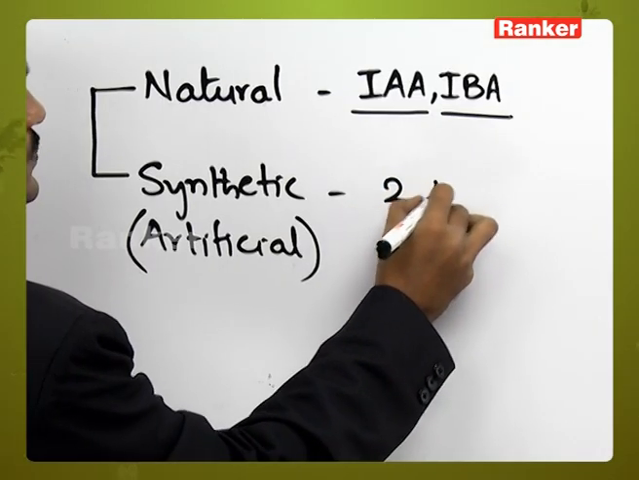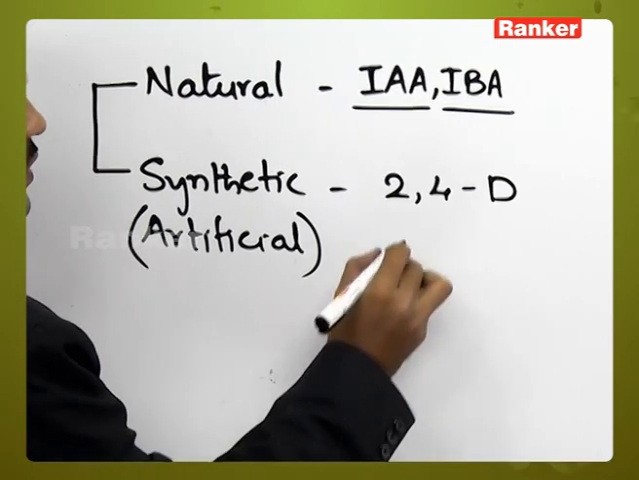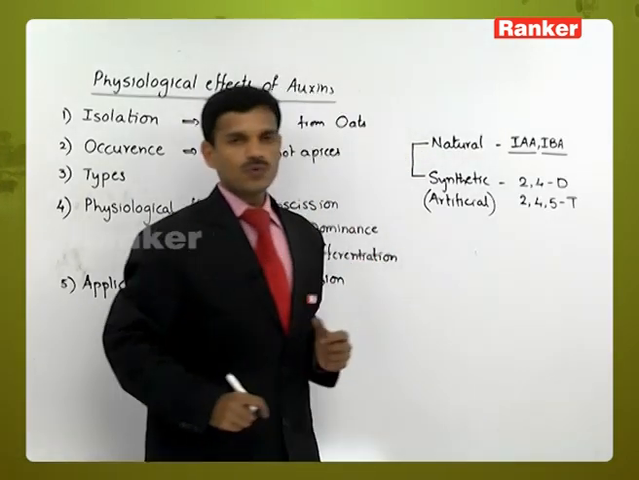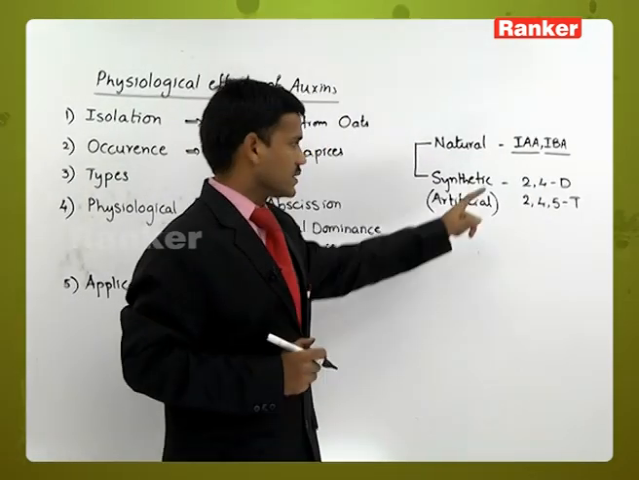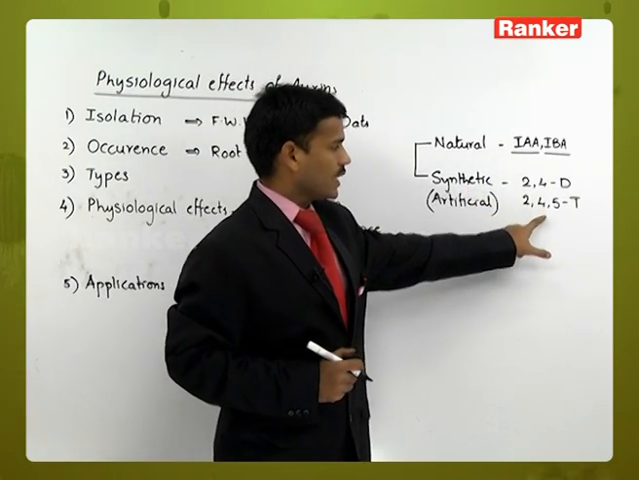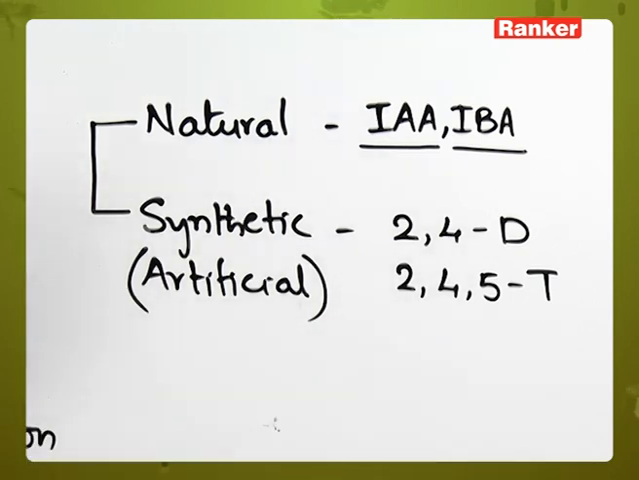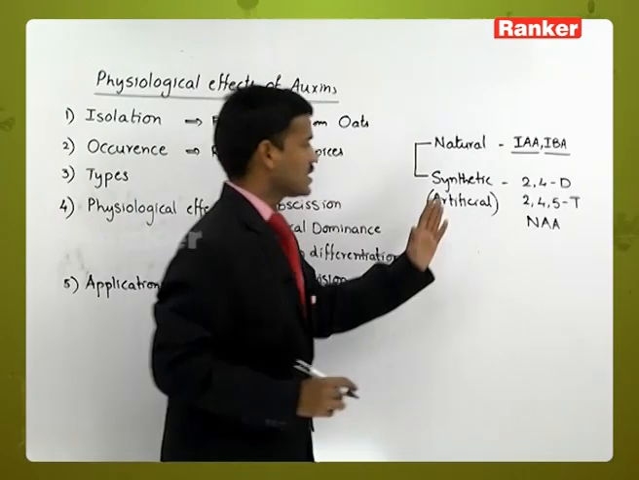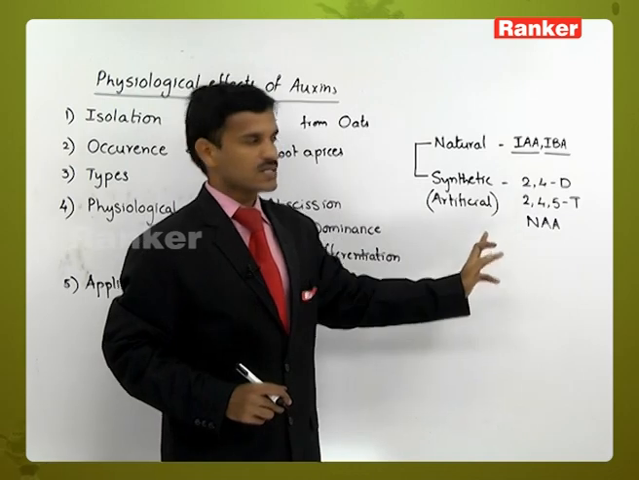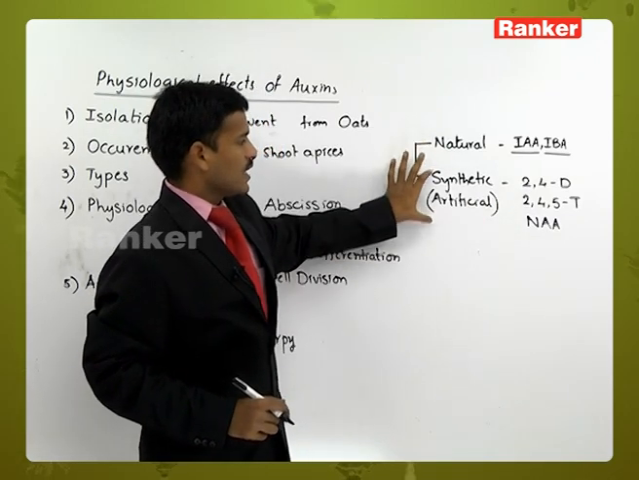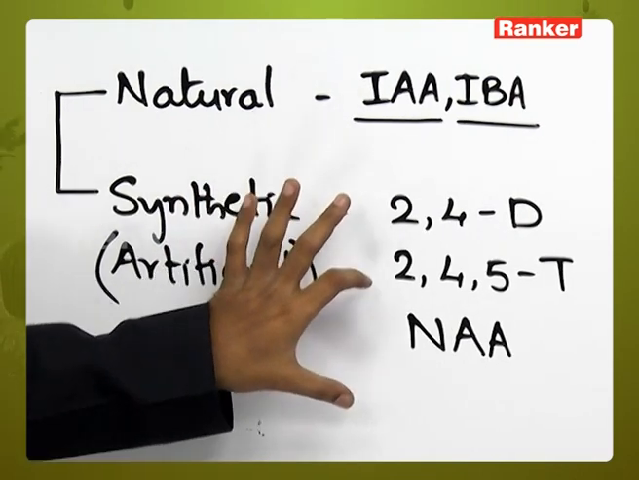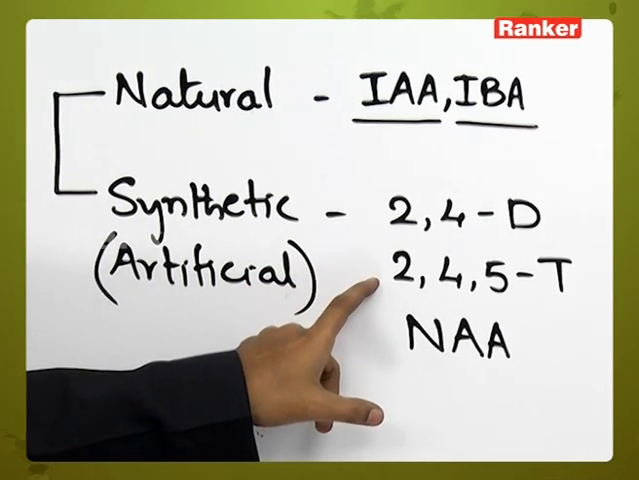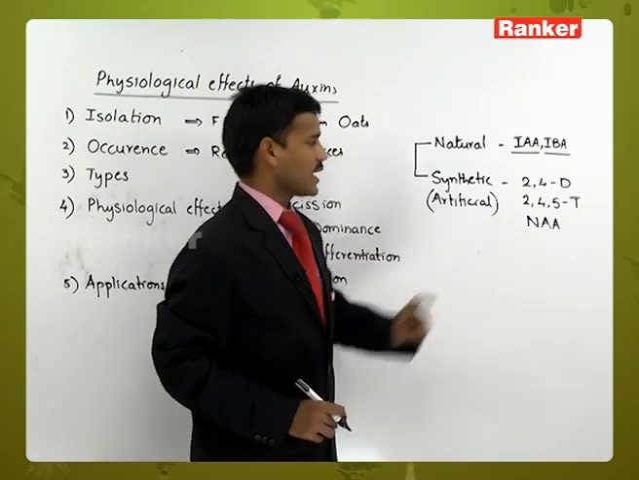Examples are 2,4-D, 2,4,5-T, 2,4-dichlorophenoxyacetic acid, 2,4,5-trichlorophenoxyacetic acid, and naphthalene acetic acid. So these are the artificial or synthetic auxins. Natural auxins are synthesized in the plant body, and these are synthesized in the lab: 2,4-D, 2,4,5-T, NAA, 2,4-dichlorophenoxyacetic acid, 2,4,5-trichlorophenoxyacetic acid, naphthalene acetic acid.